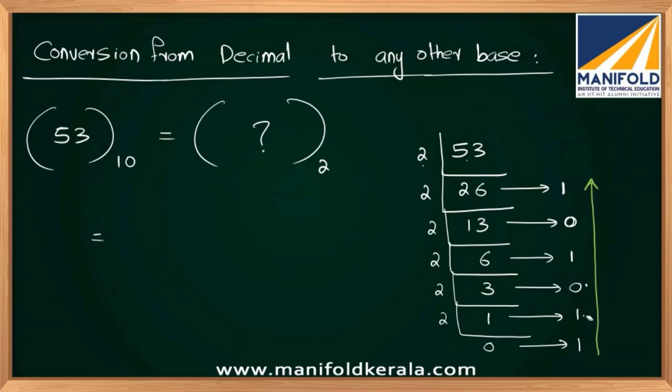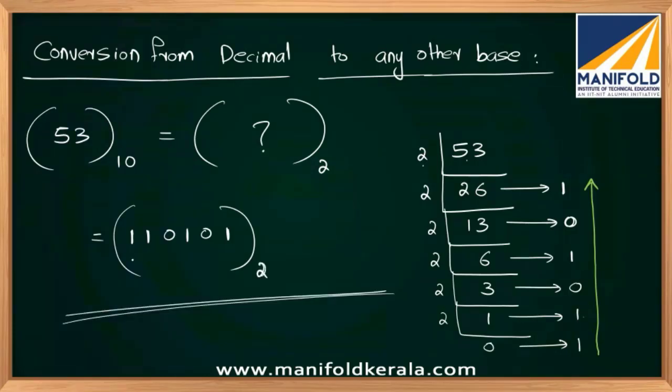Right, so this will be the largest bit. I mean, this will be the leftmost bit, that is the most significant bit. 1, then the next one is 1, then it is 0, then it is 1, then it is 0, then it is 1. So this should be your 53.